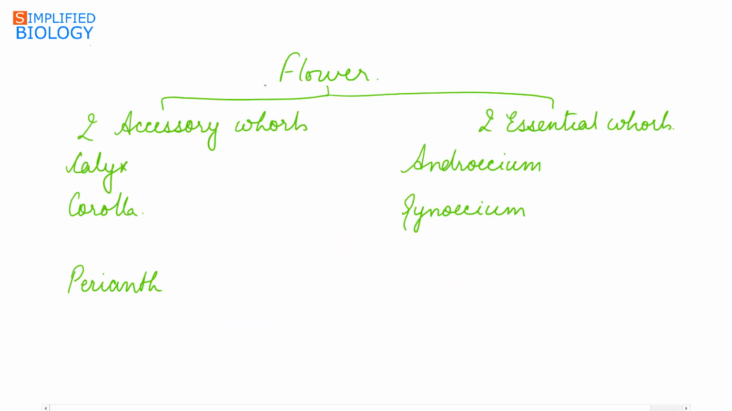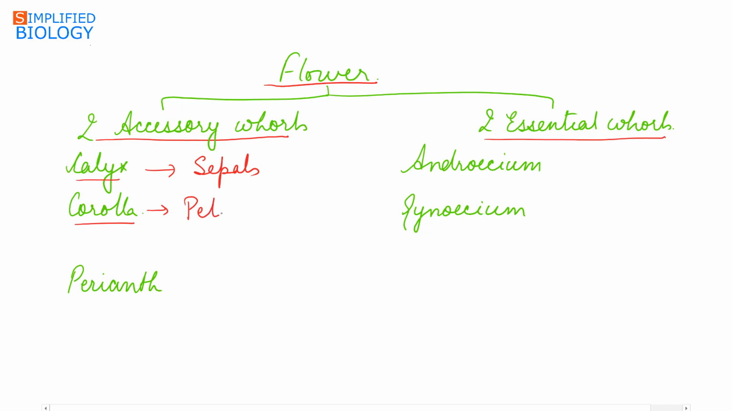A flower consists of 4 whorls, 2 accessory whorls and 2 essential whorls. The 2 accessory whorls are calyx and corolla. Calyx, that is made up of sepals, and corolla, that is made up of petals. While the 2 essential whorls are androecium and gynoecium. Androecium is made up of stamens, while gynoecium is made up of pistil or carpel.